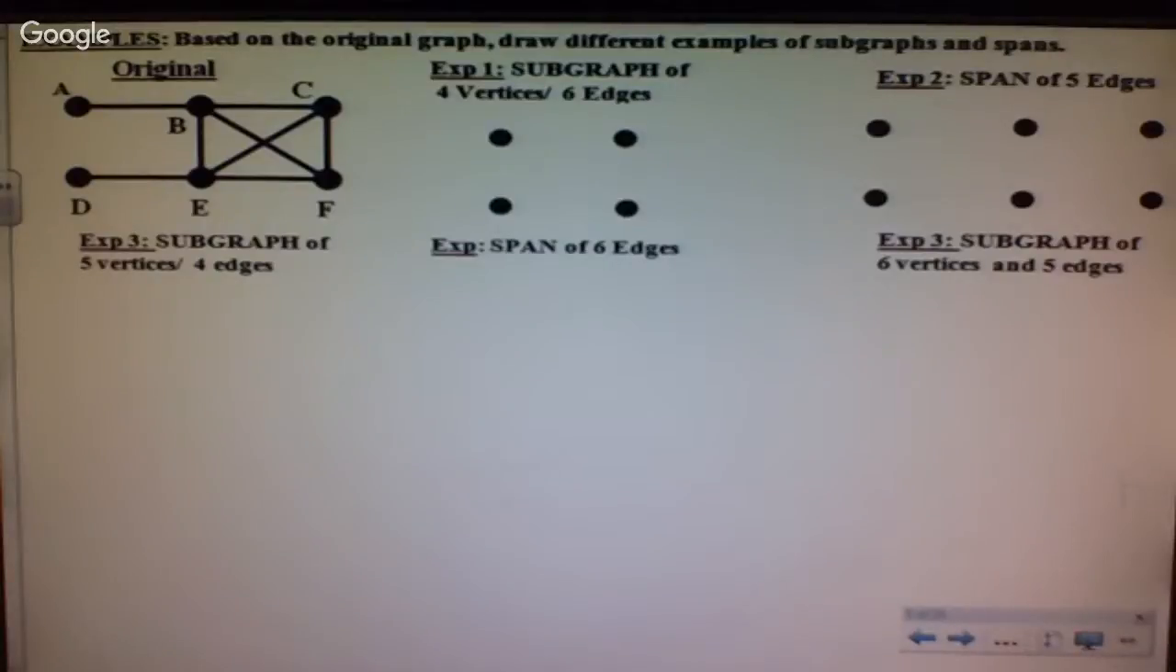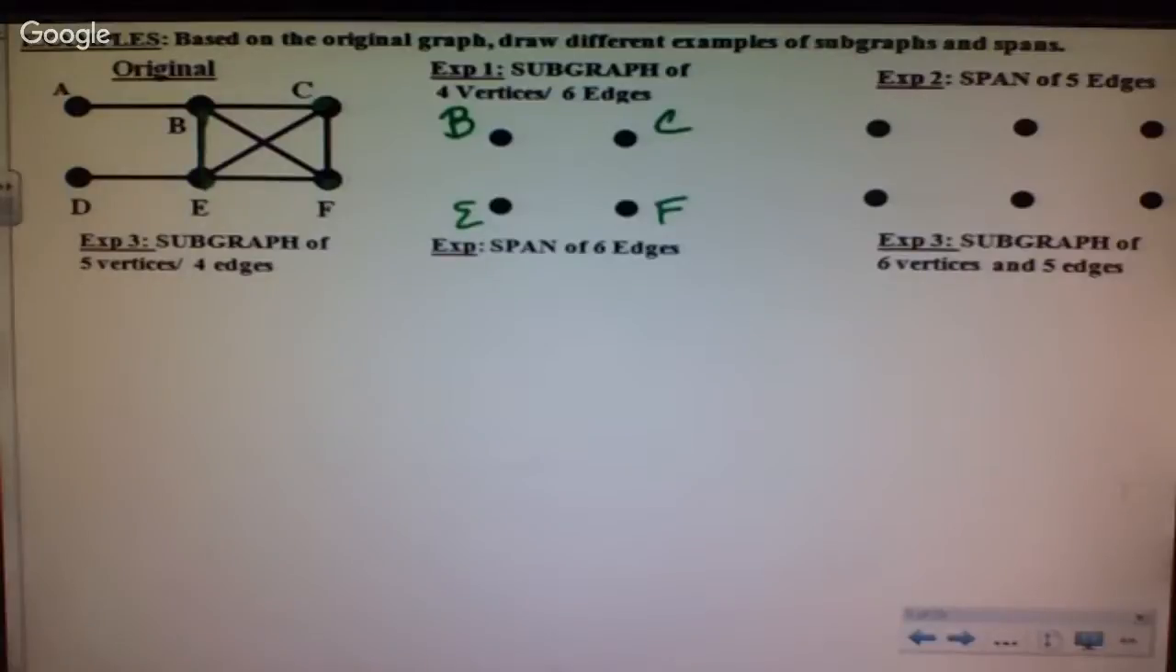Okay, the thing is, we have to create it from this original picture. You cannot create any new lines. You cannot create any new dots. So what 4 dots from the original graph would you like to use that have 6 edges that connect them? Okay, so I can use B, C, E, and F. Because then I can use the 6 edges that come from the original graph to draw this subgraph.